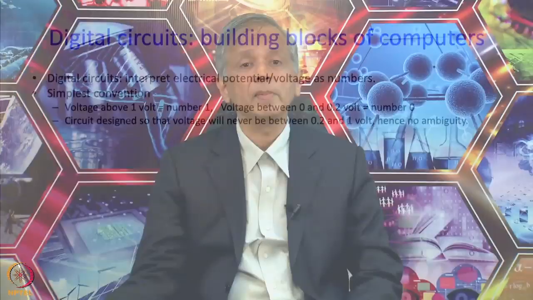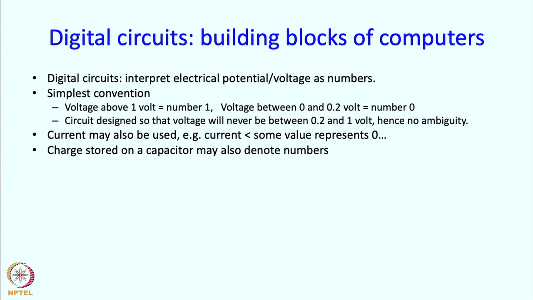So, from now on, I might say something like the voltage is a 0, or the voltage represents the number 0, or there is the number 1 on this wire, or there is the number 0 on this wire. And that really should be thought of as that there is a voltage of 1 volt or higher on this wire, or there is a voltage of roughly 0 volts on this wire. We might also talk about currents. We might say that current smaller than some value represents 0, larger than some value represents 1. And we might say that the charge stored on a capacitor also denotes a number. So low charge may mean number 0, high charge may mean number 1. These are just conventions. Whatever conventions we use, we have to stick with them entirely.